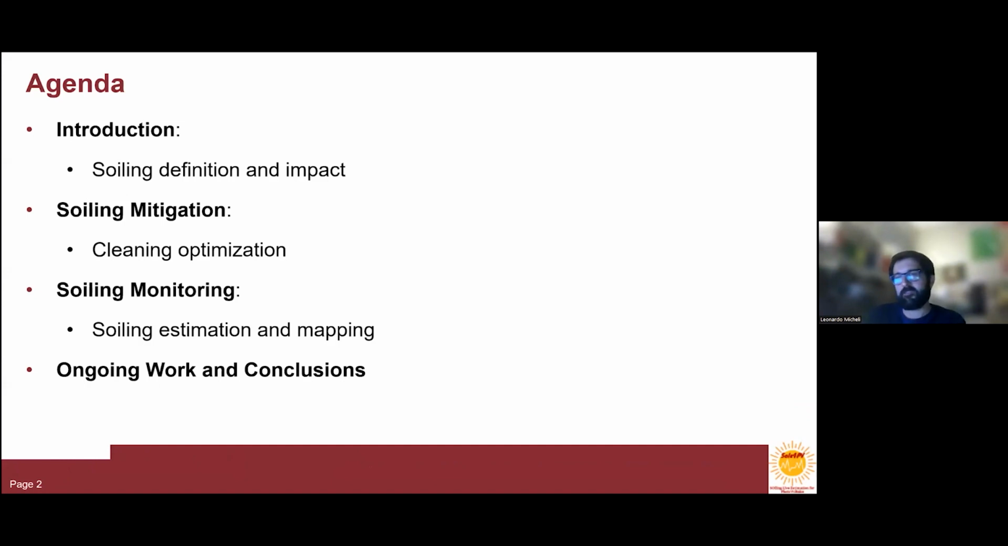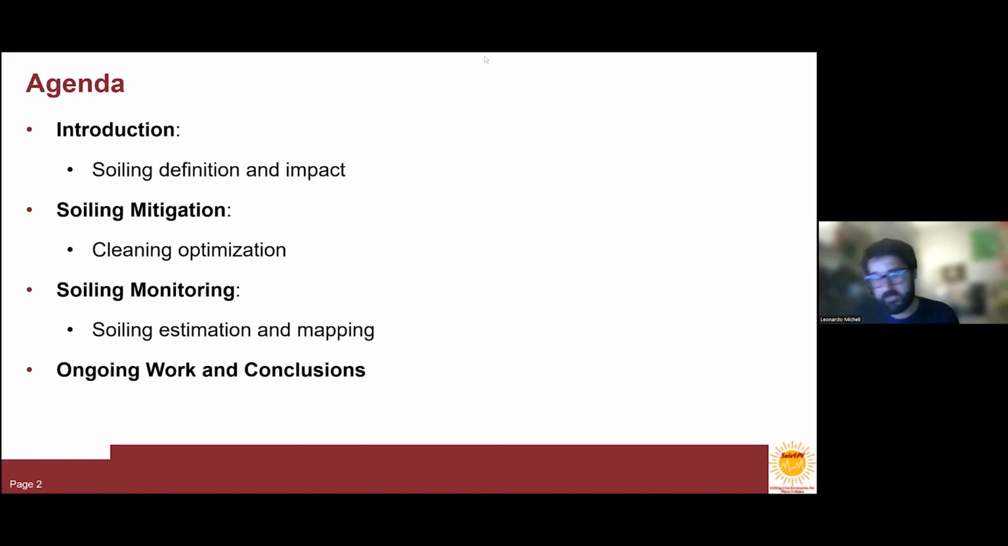Greg has already made my job easier because he has given a pretty nice introduction about soiling. I'm going to repeat some concepts just to make sure that everyone is on the same page. Then I'm going to go into soiling mitigation, trying to explain in which ways we can limit soiling and reduce losses. And in particular, I'm going to talk about cleaning optimization, which will be one of the main topics of this talk.